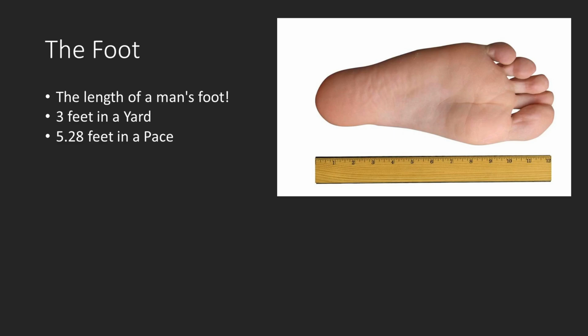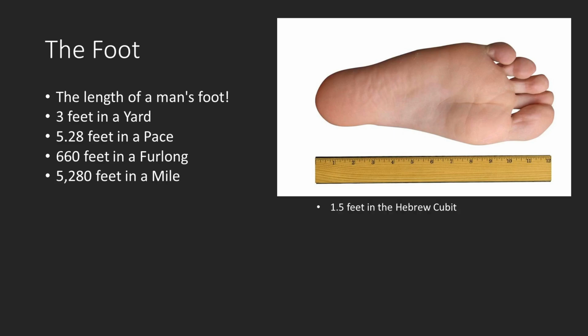Even if you forget all these others, that's one you gotta have. 660 feet in a furlong, 5,280 feet in a mile. You may be able to tell that a mile is 1,000 paces. There's 1.5 feet in the Hebrew cubit, 1.76 feet in Ezekiel's cubit, and 10.56 feet in Ezekiel's reed. Now notice 10.56 is double 5.28.